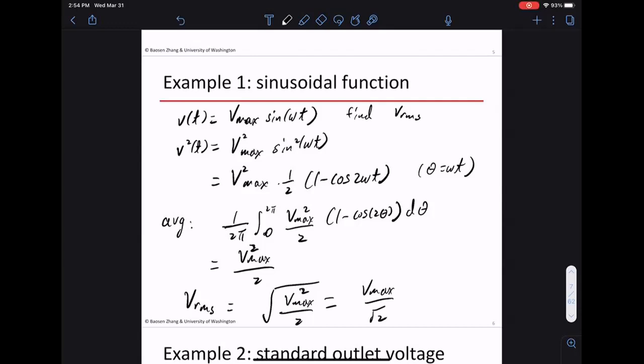This is definitely something you are expected to know. You'll see this a lot in the homework, and in the midterm we'll use this calculation a lot. Given a sinusoid with a peak of V max, you should know what the RMS is. If it has a given VRMS, what is the peak voltage?